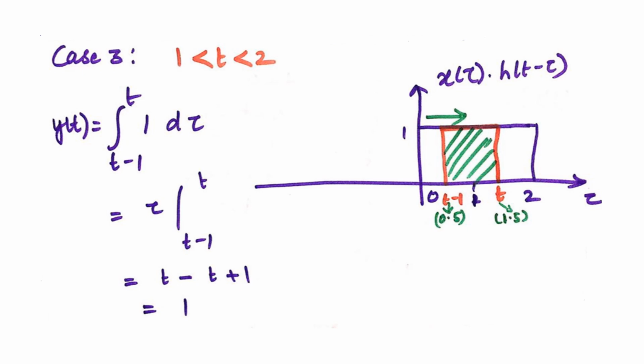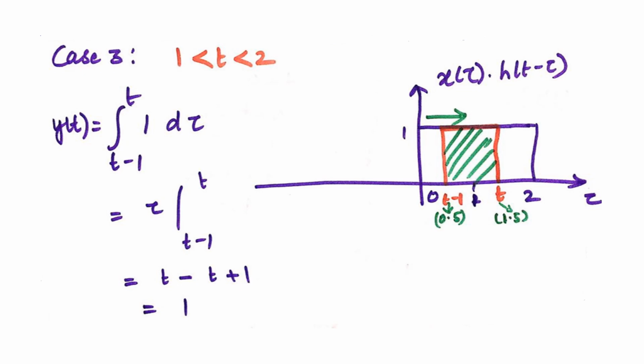On integrating and substituting the limits, that is 1 d tau, we get tau from t minus 1 to t. On substituting the limits, we will get a constant 1. So for the rectangular pulse between 1 to 2, we got the answer as 1. We have not completed the cases. We have to bother about all the values of t. Though it is completely within the rectangular pulse, we still have a couple of cases to be discussed.